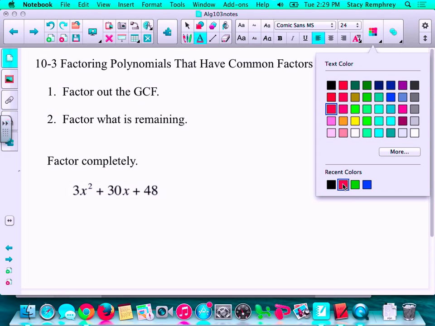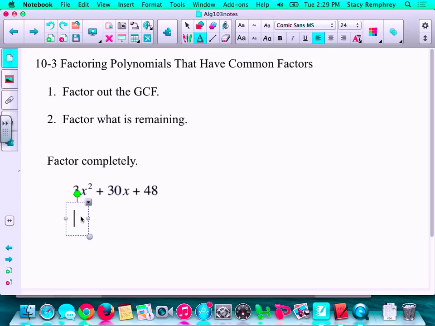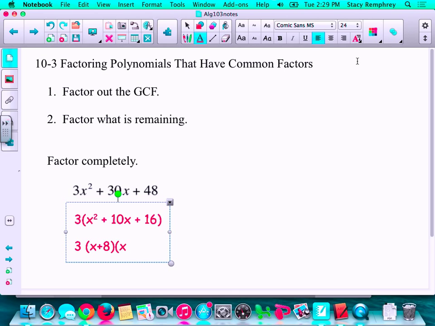So the first thing that we're going to do is factor out the greatest common factor. And that gives me 3 times x squared plus 10x plus 16. After that, you're going to factor what's left in the parentheses, which is a lot easier than what it was before. So you have 3, the answer is right here, this last part. So you factor out the greatest common factor, then factor what's left in the parentheses.